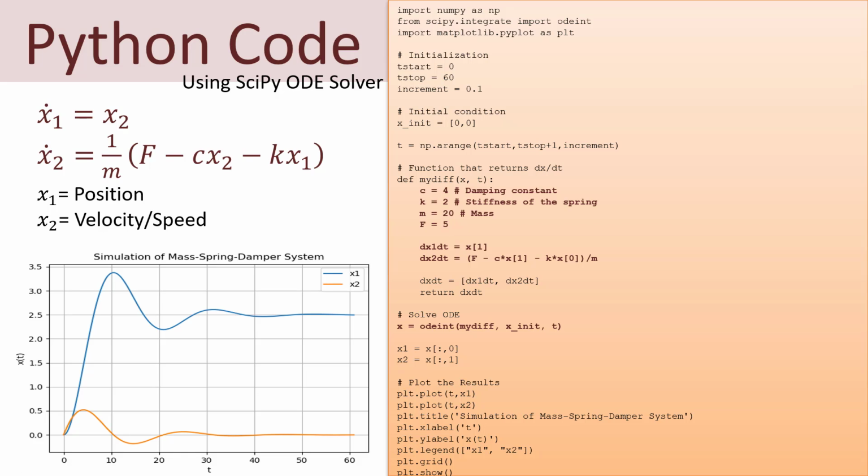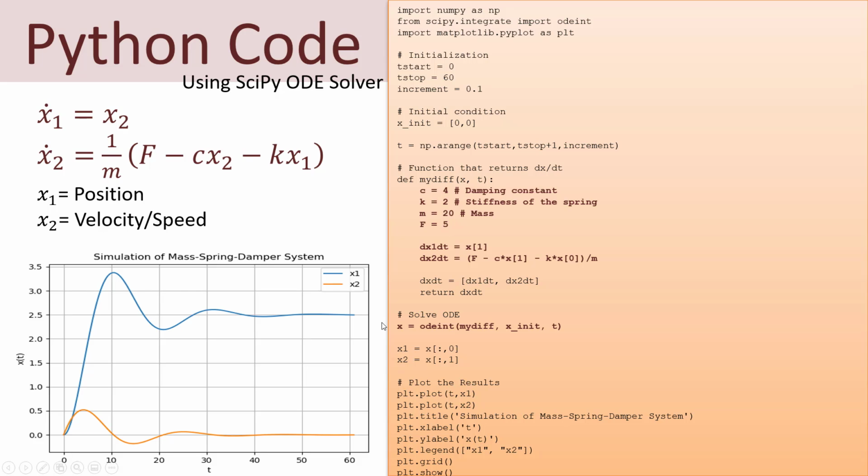which is a two-dimensional array, where the first column, or actually in Python the 0 column, is x1, this is the position, and then the next column is x2, which is the velocity or speed of the mass. Then I can use matplotlib in order to plot the simulation results.